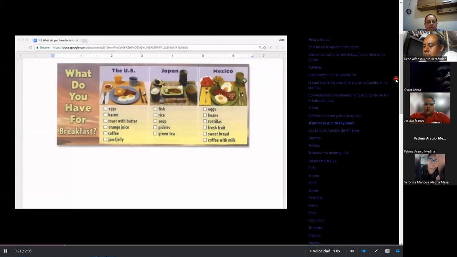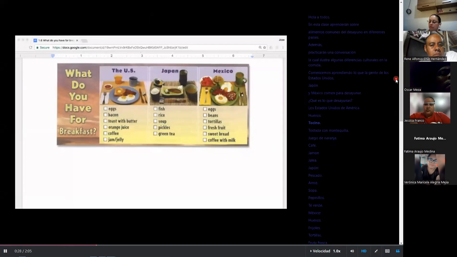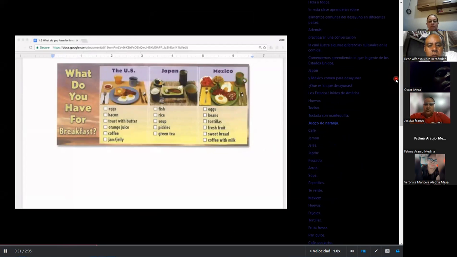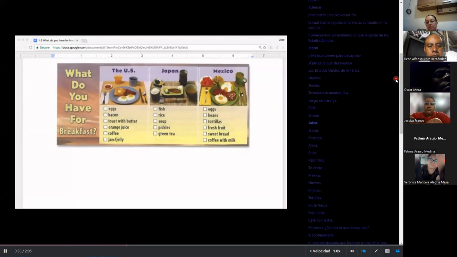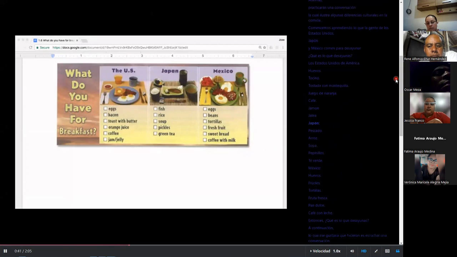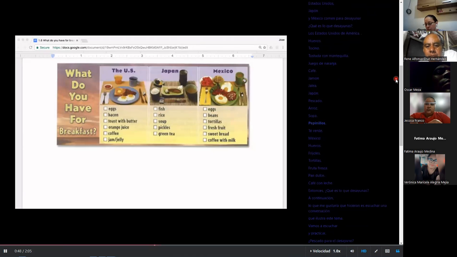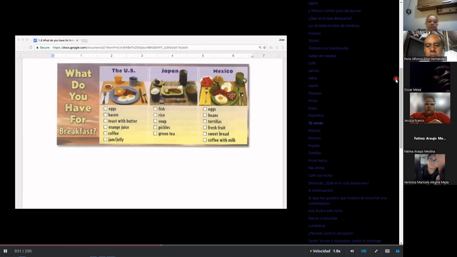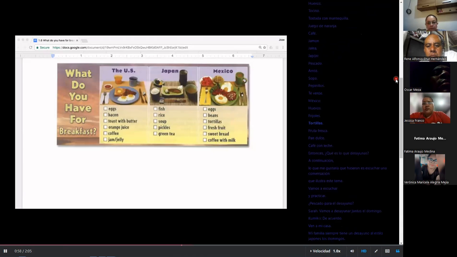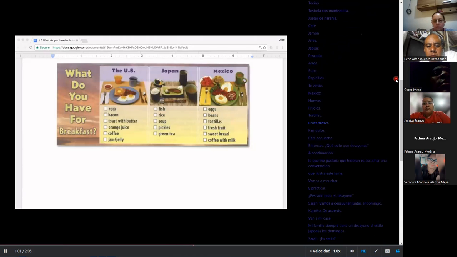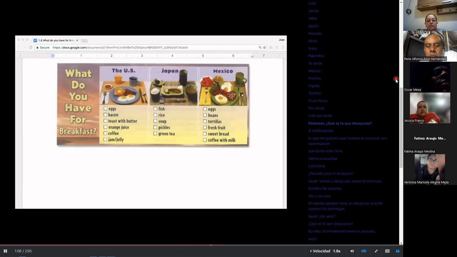What do you have for breakfast? The U.S. Eggs. Bacon. Toast with butter. Orange juice. Coffee. Jam. Jelly. Japan. Fish. Rice. Soup. Pickles. Green tea. Mexico. Eggs, beans, tortillas, fresh fruit, sweet bread, coffee with milk. So what do you have for breakfast?